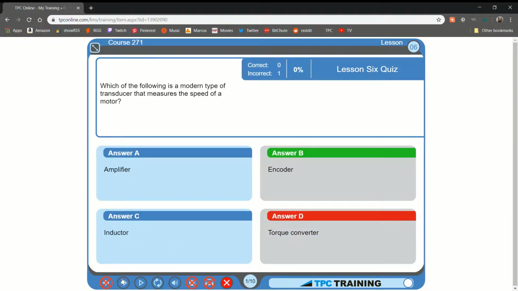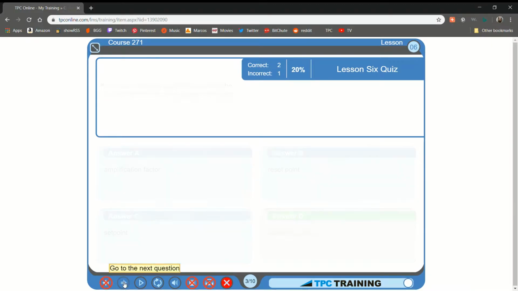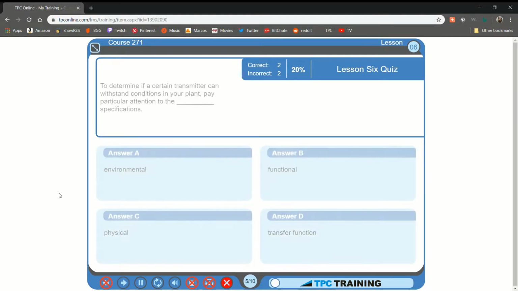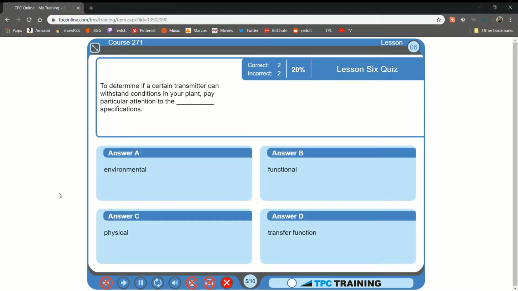That is not correct. In a motor speed sensor system, the signal that is preset is the A. That is correct. If you know the input value of a variable, the transfer function can help you determine the A, amplification factor. B, that is correct. Air supply for a pneumatic transmitter is typically blank. That is not correct. To determine if a certain transmitter can withstand conditions in your plant, pay particular attention to the blank. That is not correct.